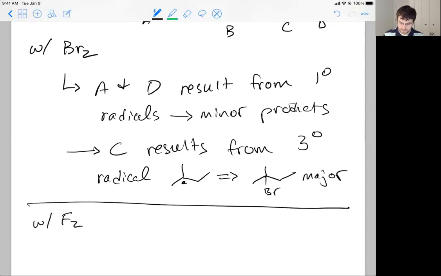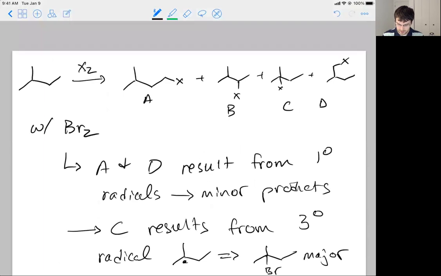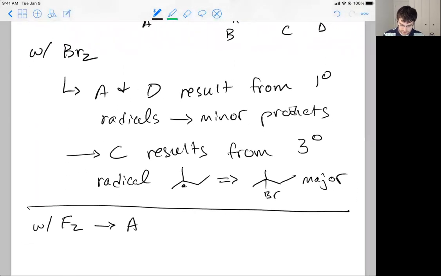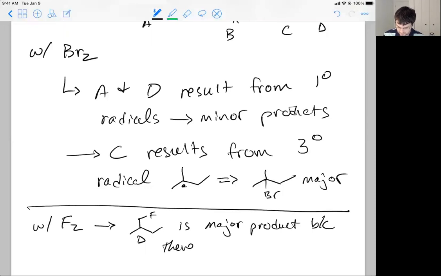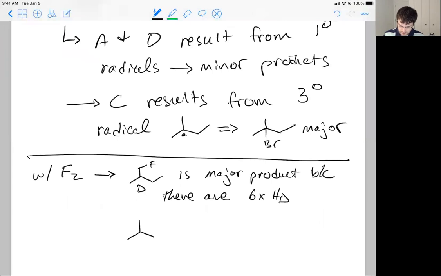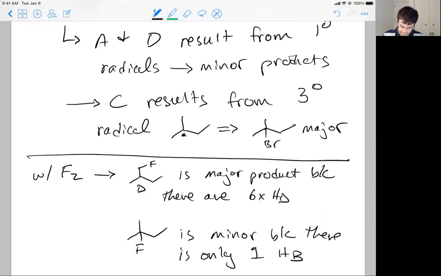With F2, we get sort of the opposite. We would say that between all of them, product D is the major product because there are six HDs. Whereas product C is minor because there is only one HC.